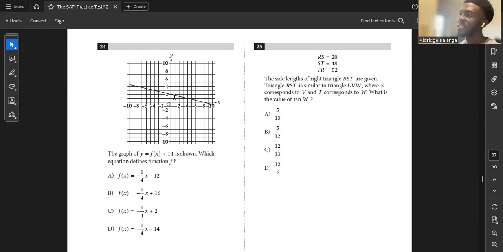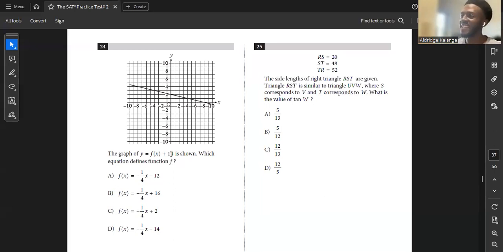So like you said, the only way to actually get 2 is if this was initially negative 12. If it was minus 12 and you move it up 14, it's going to become 2. Does that make sense? Yeah.